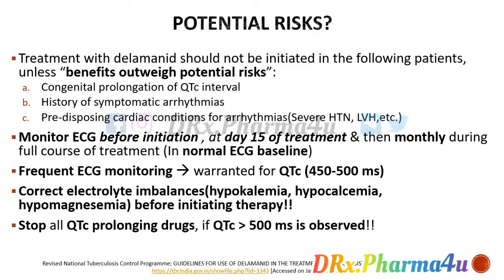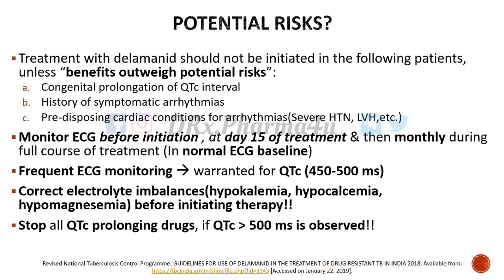If the patient is suffering from hypokalemia, hypocalcemia, or hypomagnesemia, because these conditions can lead to cardiac arrhythmias. Always remember, hypokalemia, hypocalcemia, and hypomagnesemia can lead to different types of cardiac arrhythmia. So if a patient is already suffering from these electrolyte imbalances, they should be normalized before starting DELAMANID therapy, or else it can aggravate cardiac arrhythmias.